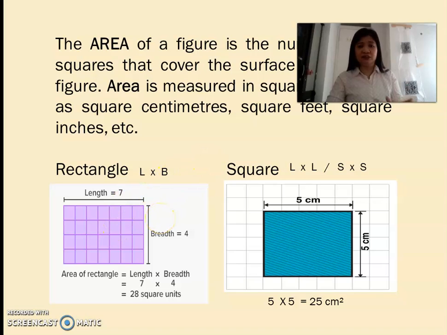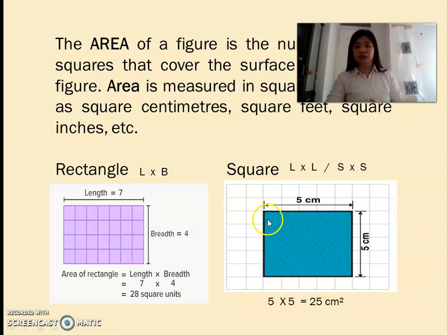Without drawing the squares, we can simply get the area of the rectangle by multiplying the length and the breadth. The length is the longer side and the breadth is the shorter side. So 7 times 4 equals 28 square units. In here, we don't use any unit of measurement but we use square units.